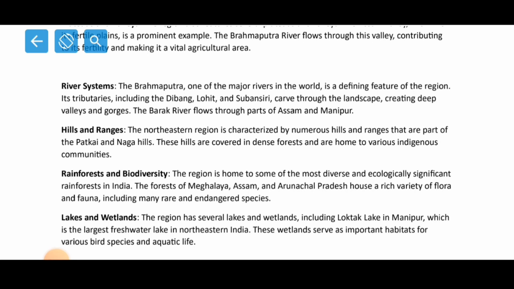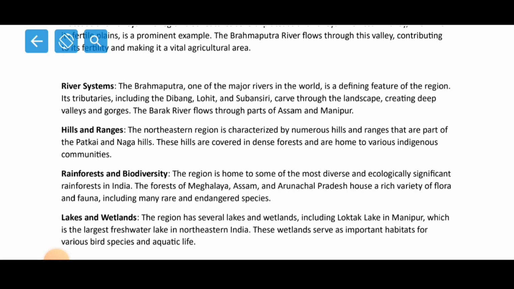Now hills and ranges. The northeastern region is characterized by numerous hills and ranges that are part of the Patkai and Naga hills. These hills are covered in dense forest and are home to various indigenous communities. So we know that our northeastern states are very important and well known for the tribal people of the state, right? The northeastern region is characterized by numerous hills.